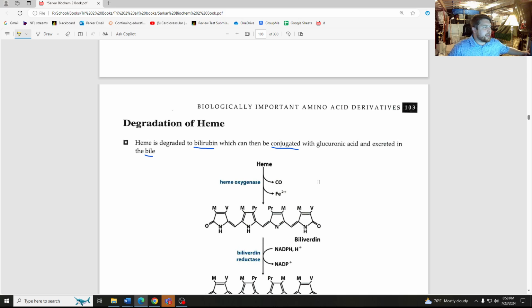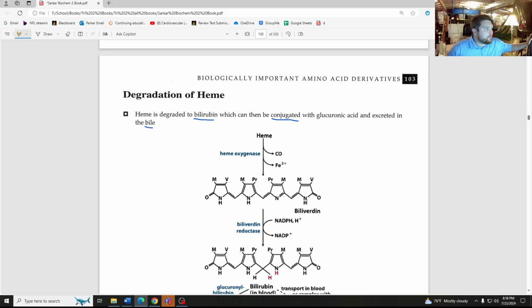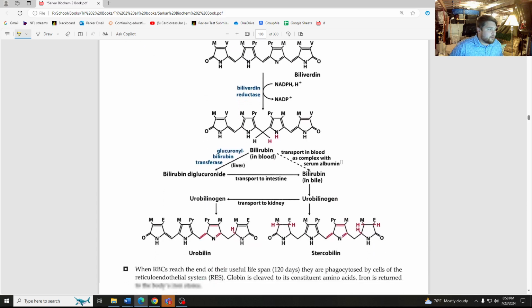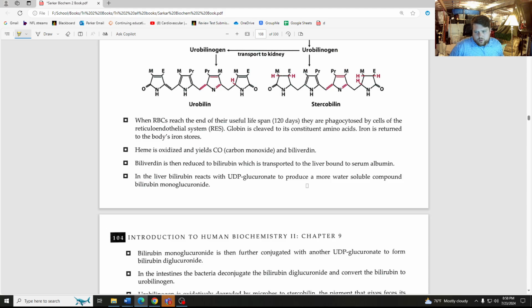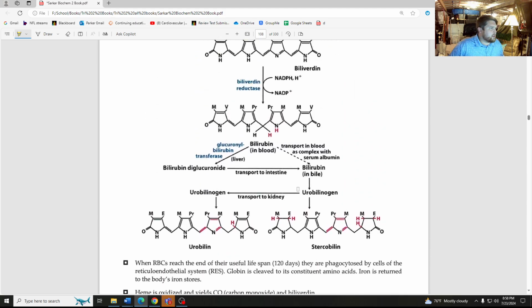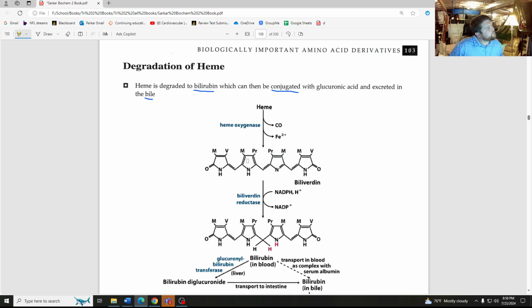Now the degradation or the breakdown of heme. So heme is degraded to something called bilirubin, which can then be conjugated with glucuronic acid and excreted in the bile. So we'll get through this part and then start the next part.